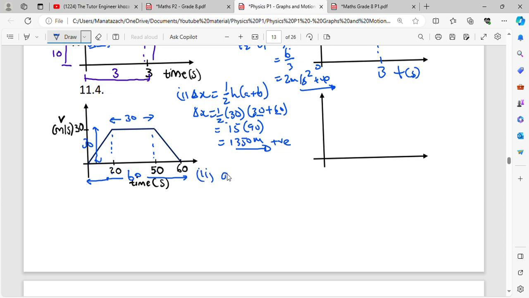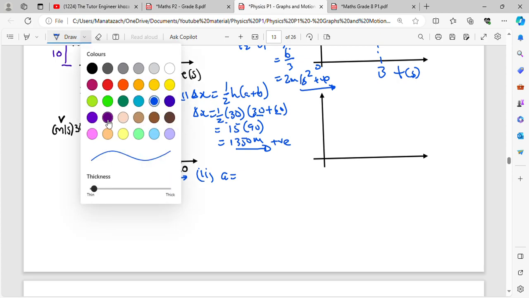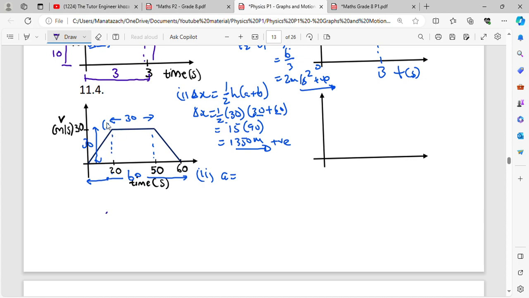Now let's deal with the acceleration. So the acceleration will be quite different now, since we'll have a coordinate here, which is, okay, let's change the color again. Let's change the color to purple. Here the coordinate will be 20 and 30, 50 and 30. Here is 60 and 0, and here is 0, 0 at the origin.